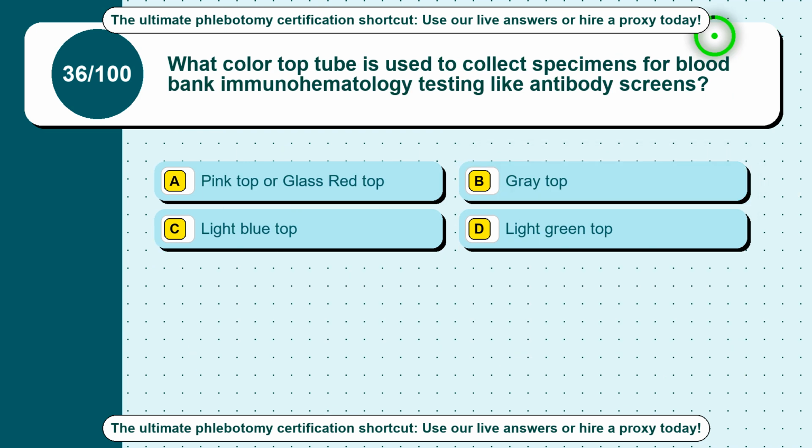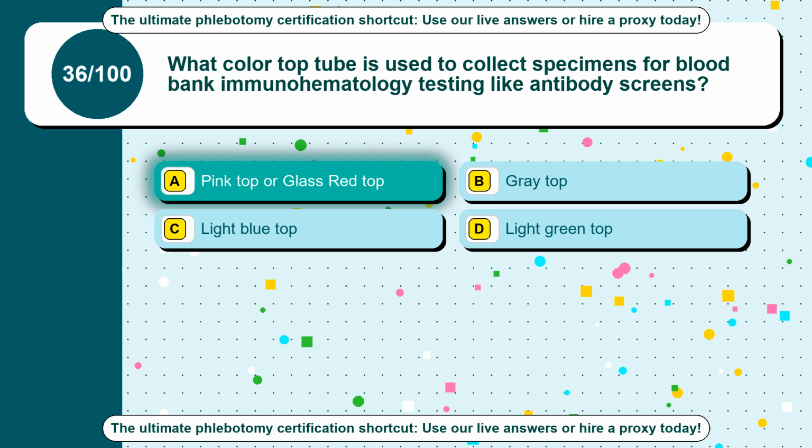Question 36. What color top tube is used to collect specimens for blood bank immunohematology testing like antibody screens? Option A. Pink top or glass red top. Option B. Gray top. Option C. Light blue top. Option D. Light green top. The correct answer is option A.